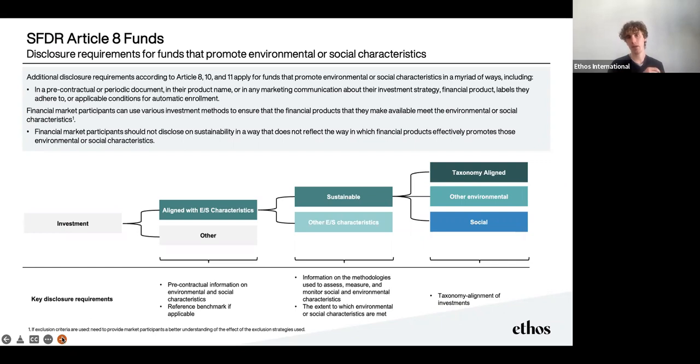But again, you do not have to classify an Article 8 fund using sustainable investment. You can also promote certain environmental and social characteristics and show how you promote them, and just be transparent about the development of these indicators from year to year, just as you would with financial indicators.